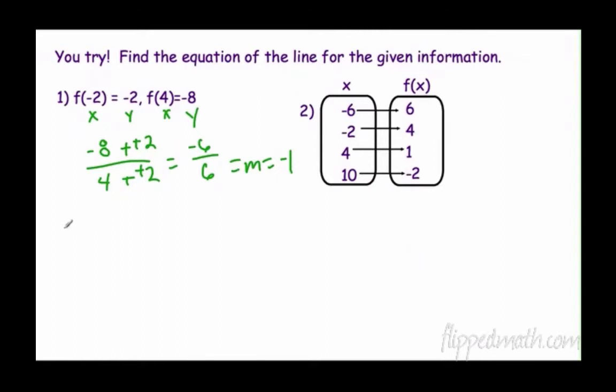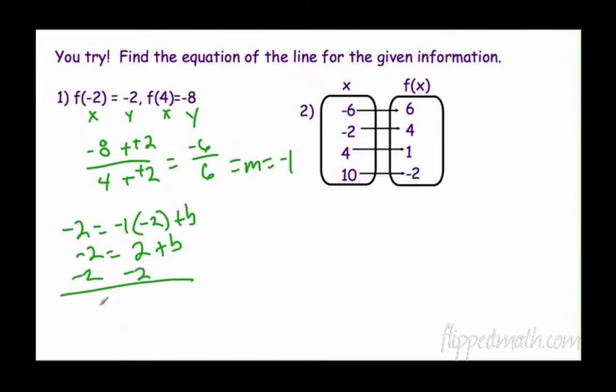Plug it in. I'm going to use the first point. Negative 2 equals negative 1 times negative 2 plus b. Negative times a negative is a positive. I'm going to subtract 2 from both sides. Negative 4 equals b. So my equation is y equals negative x minus 4. Remember, that's negative 1x, but do I write that 1? No. By this point of algebra 1, you really need to be on that. I still see a lot of kids writing that as a negative 1x, and it's okay, but you should get past that. All right? You should be better than that by now.